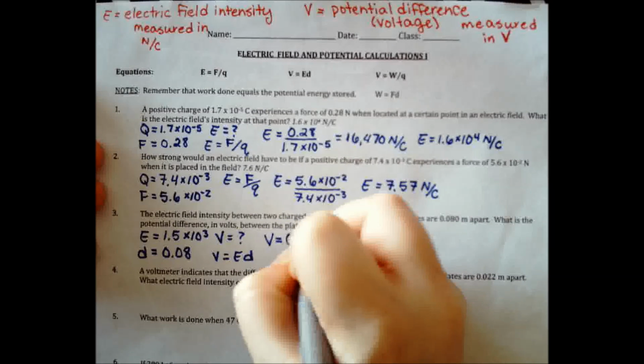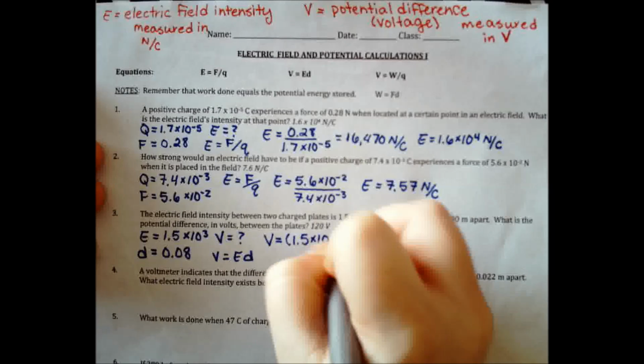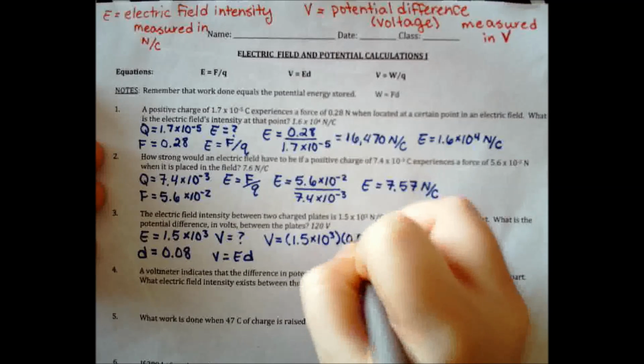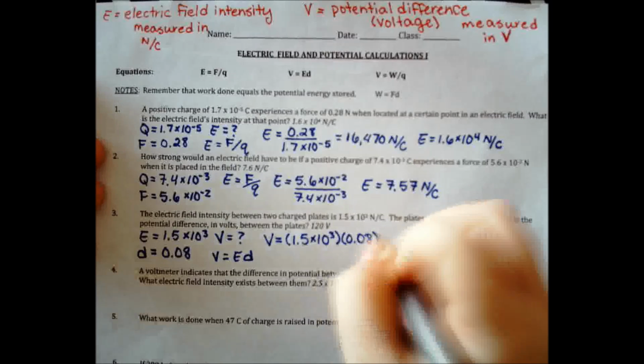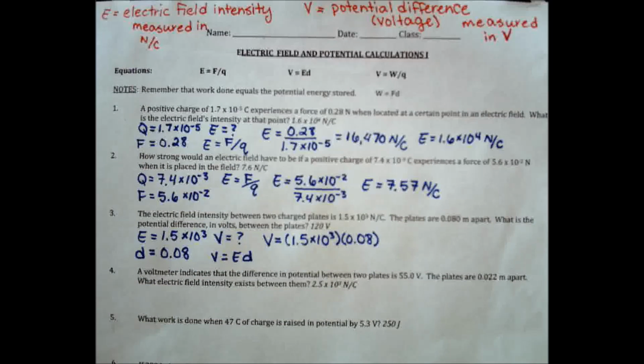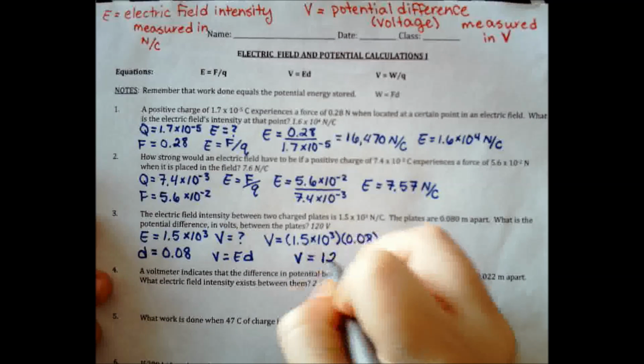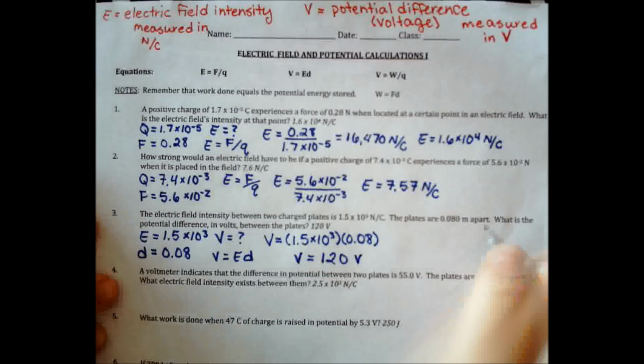So 1.5 times 10 to the third times 0.08. They're doing some kind of construction out in the hallway of the hotel I'm in, so hopefully that's not too distracting on the video. My apologies. I'm getting an answer of 120 volts.